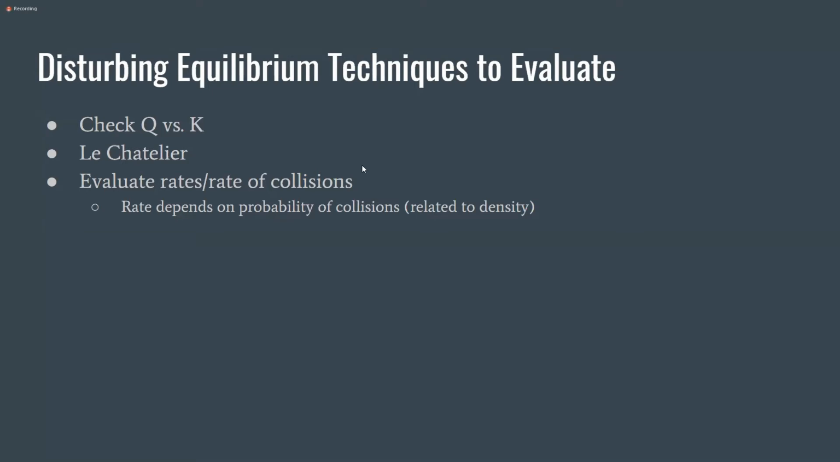So for example, you can say if you decrease the volume of a system, the molecules will be closer to each other. Is that going to affect a unimolecular reaction where only one molecule is reacting? Not necessarily, but it's going to affect the rate of a bimolecular reaction where two molecules are reacting, because when your volume is smaller, they're going to be closer to each other. So there's a greater chance that they will hit each other and start reacting. So rate depends on the probability of collisions related to density.